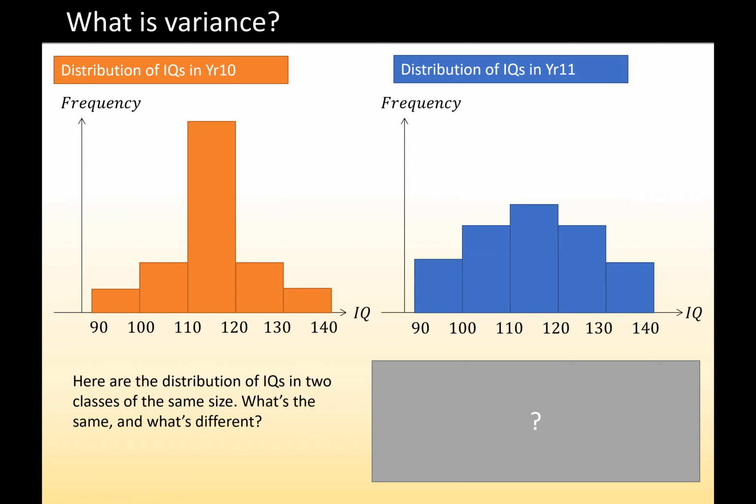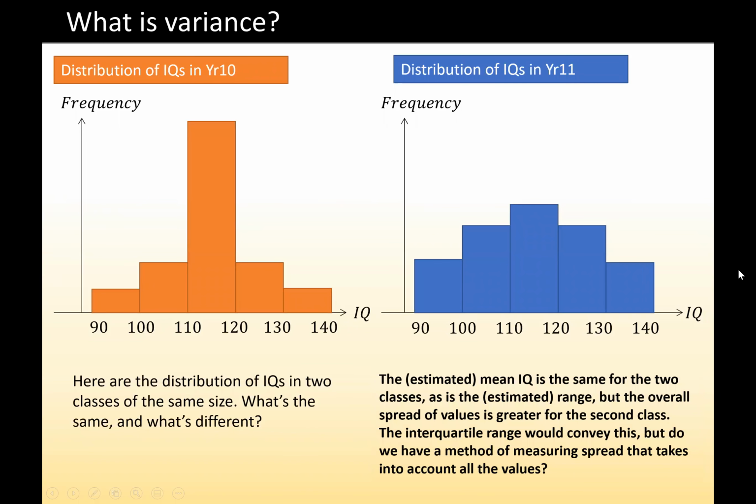I want you just quickly to jot down in your blue book or just on a piece of paper, what's the same between these two graphs and what's different? Both classes have got the same number of students. Okay, so write down what's the same, what's different. Okay, so looking at these, the mean is going to be the same for both classes.